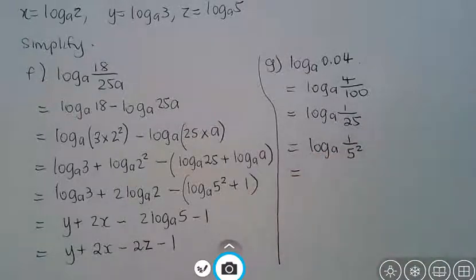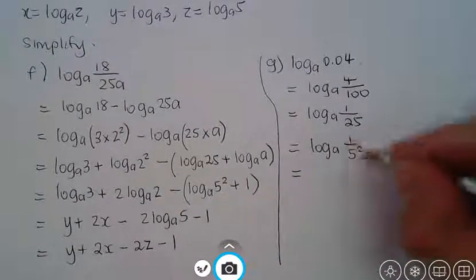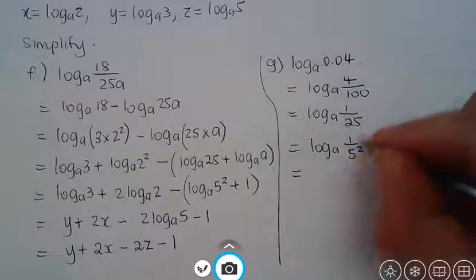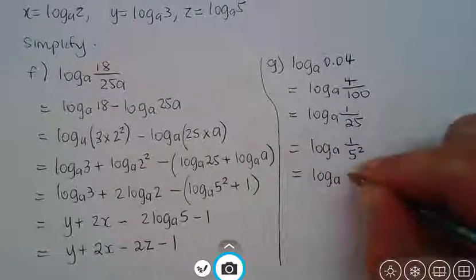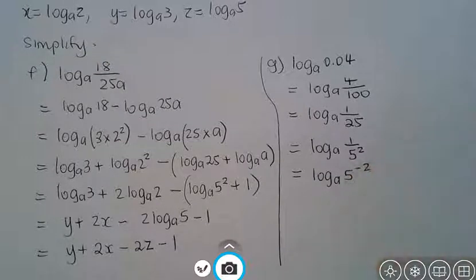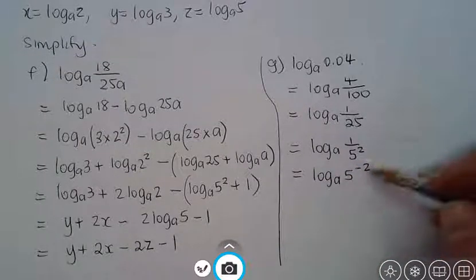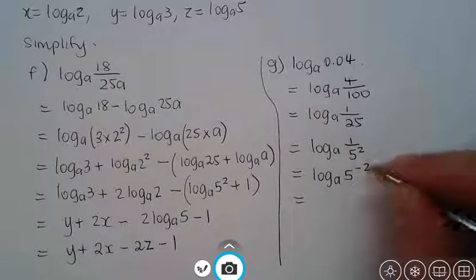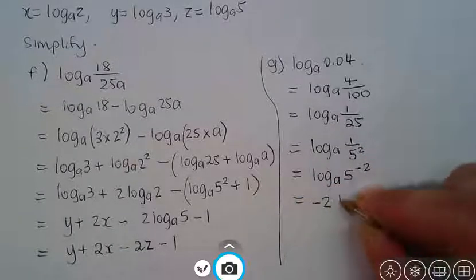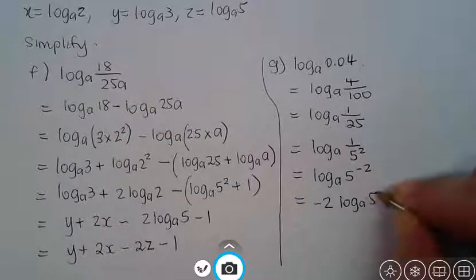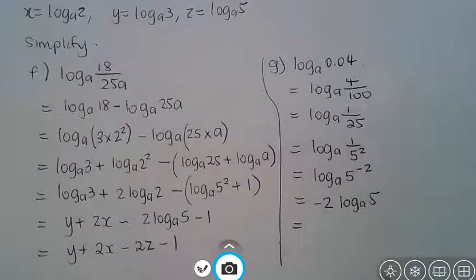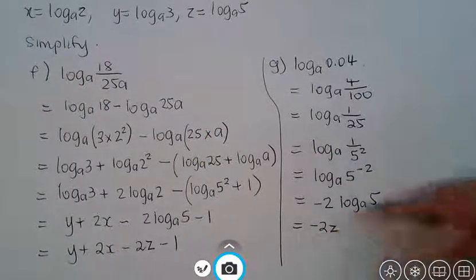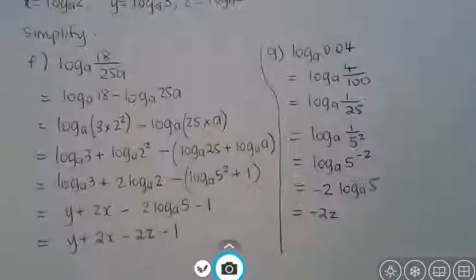But before you go bringing any 2 to the front, I need this to be x to the power of n, so I need to write this as a negative index, so that's log to the base a of 5 to the power of negative 2, because 1 over is a negative power. Now I can bring the power to the front, so it's negative 2 times log to the base a of 5, and we know that log to the base a of 5 is z, so it's negative 2 times z. Okay, and that's the end of the examples.